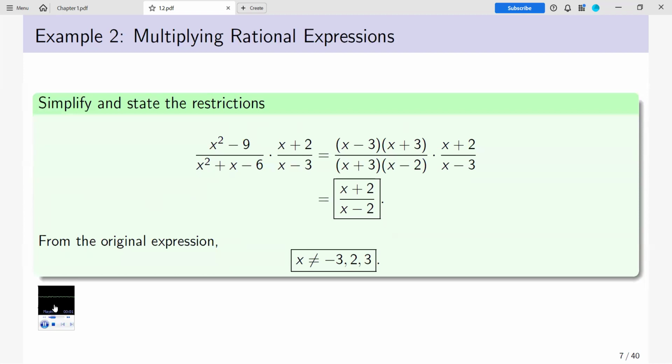Factoring reveals two common factors that cancel. The final expression is simpler, but all three restrictions come from the original denominators.